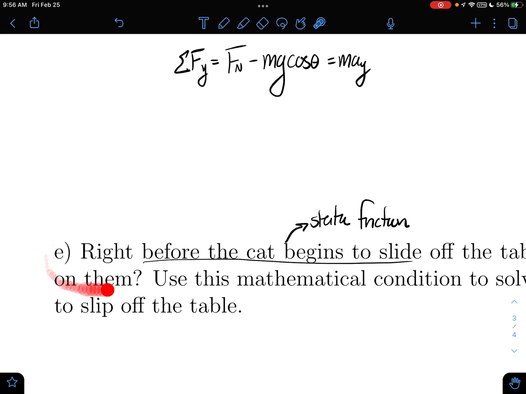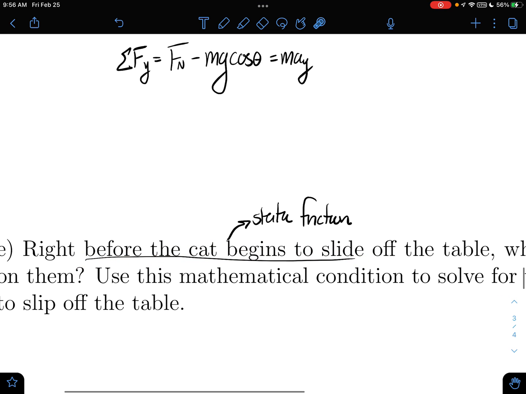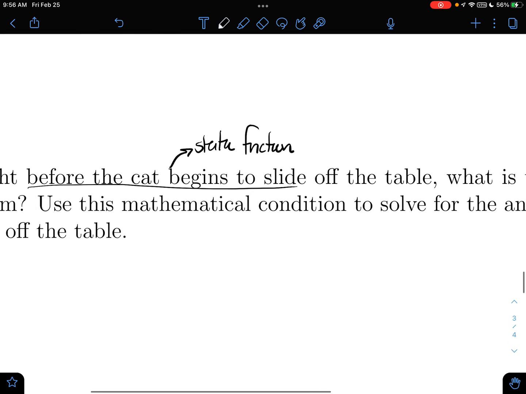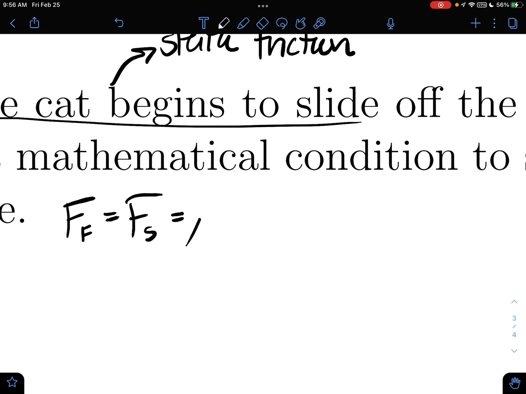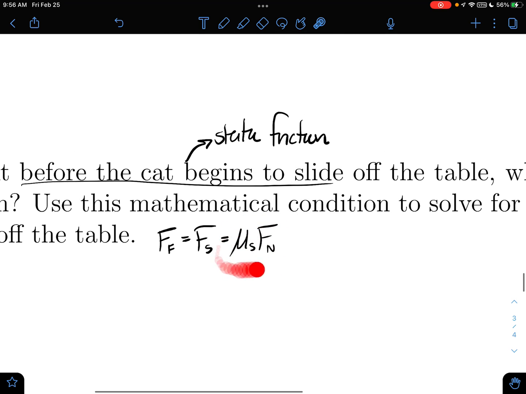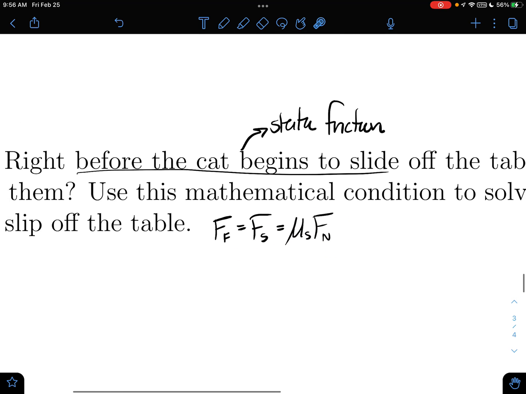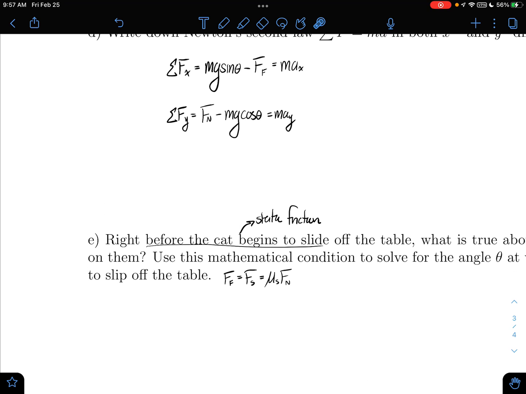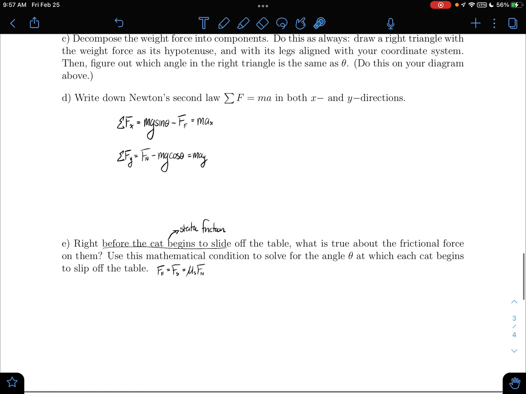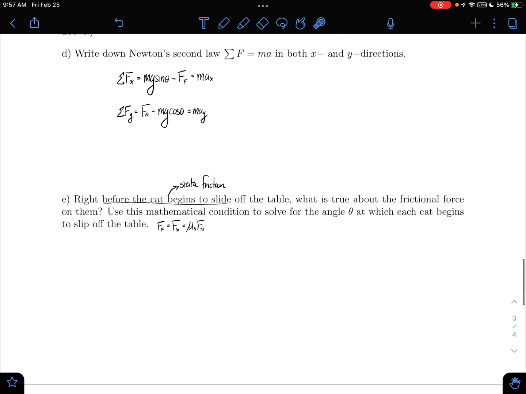But if it's right before this cat begins to slide, that means our static friction has to be at a maximum, which means we can say that our force from friction, as I've been writing it, is actually our force from static friction, which is going to equal mu s Fn. When it's at this maximum, we can use the mu s and our normal force. So now we have more things that we know. We can solve for our theta, because that's what we're looking for: find the angle at which the cat begins to slide.